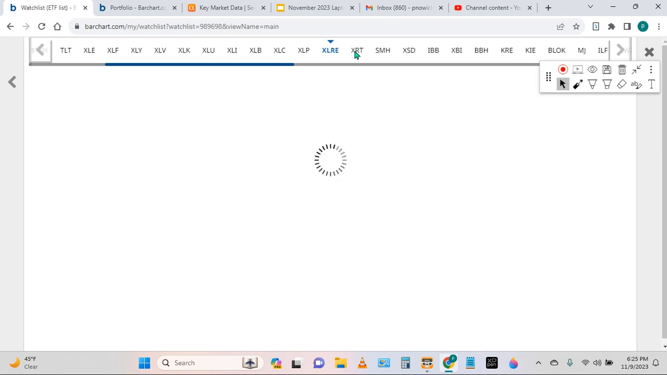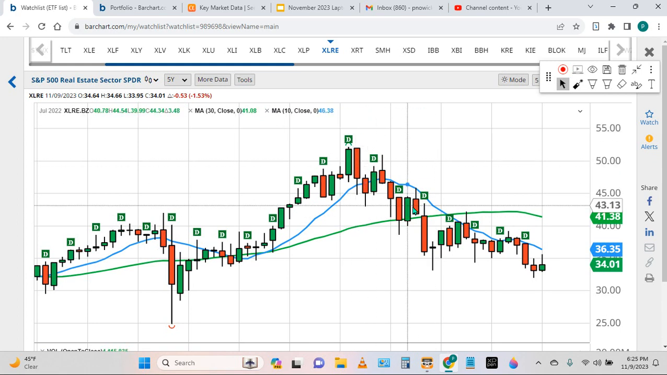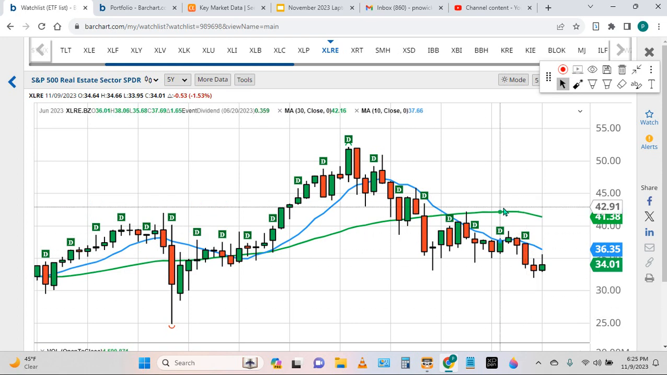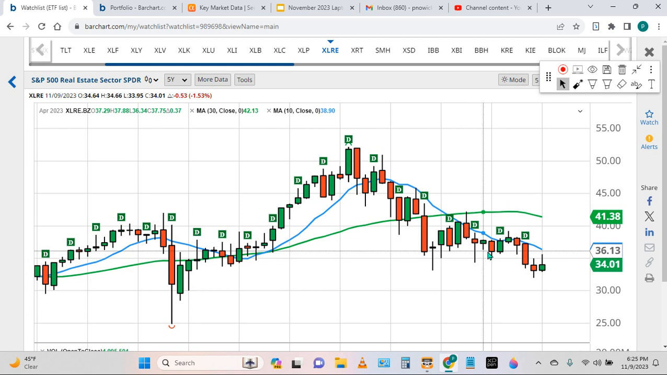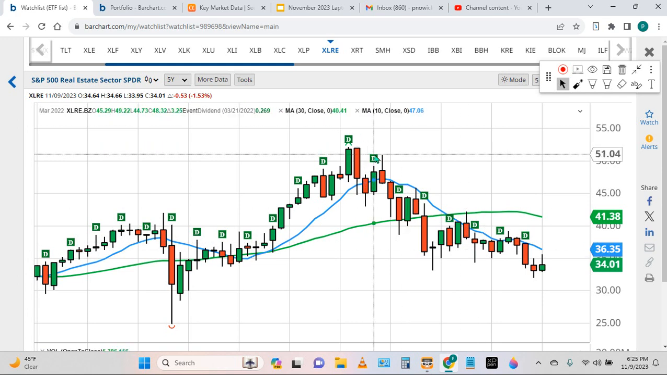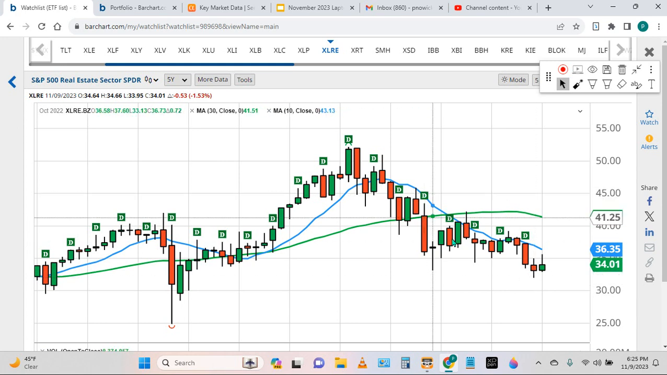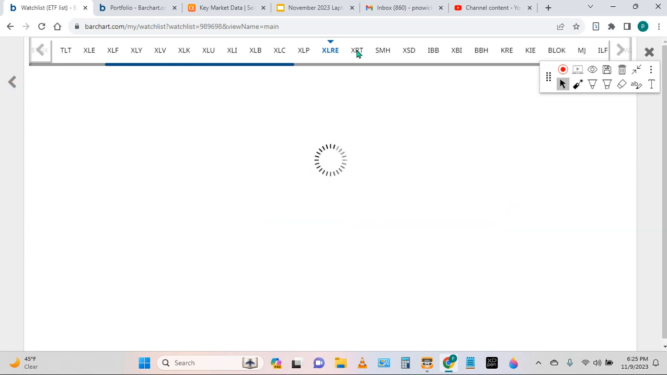We also have a real estate sector, XLRE. Real estate has also been in a steady downtrend since December 21, so that's almost 2 years of a bear market in real estate. So you can just see, money has flowed into technology and communications as it has not flowed into consumer staples or real estate over the same period of time. So that's relative weakness. Still in a bear market in real estate.